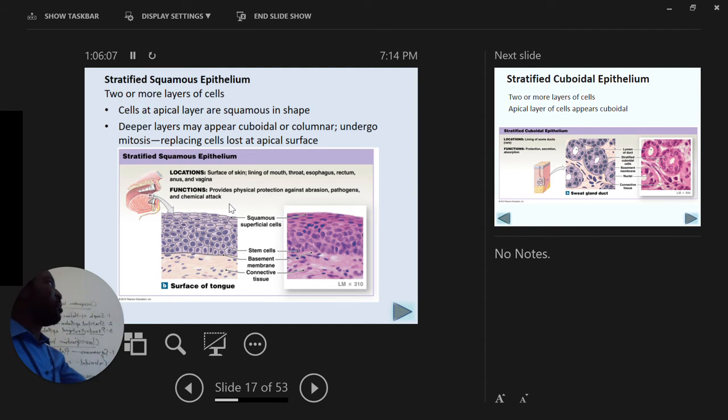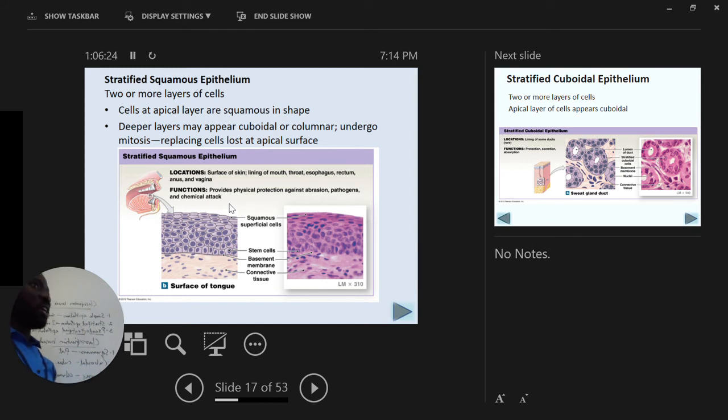So you see them on the surface of the skin, lining of the mouth, just like what I just talked about now, right? Then you see them in your throat, esophagus, rectum, anus, vagina. They provide physical protection against abrasion, your skin, right? And against pathogens and chemical attack.